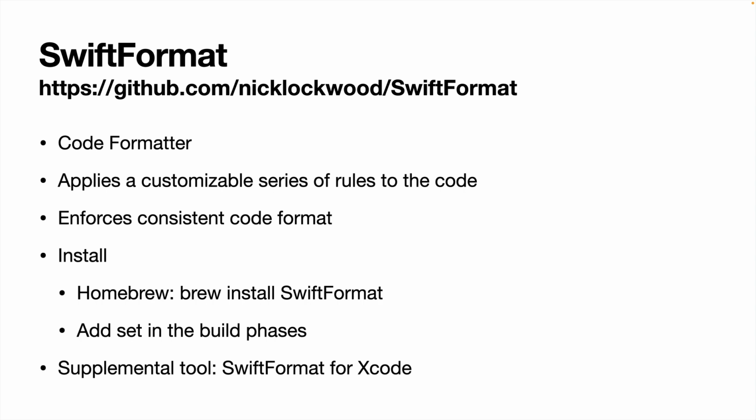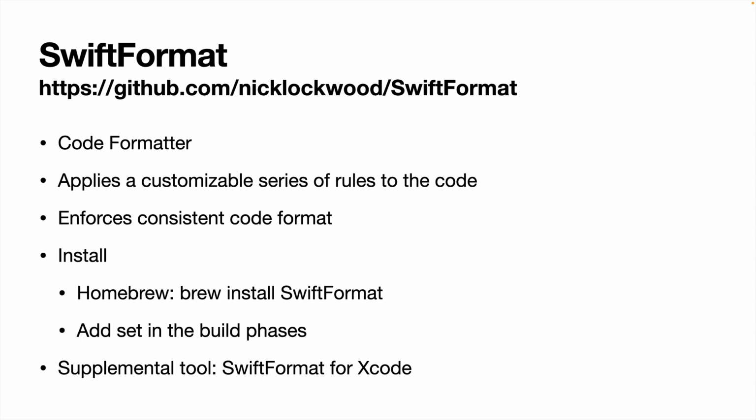And installation is very similar. You can do a Homebrew install of SwiftFormat, and then you set up your rules, and then you can add it to a build phase if you so choose. But there are other ways to run it. In particular, we have a supplemental tool called SwiftFormat for Xcode, which is really an Xcode plugin where you can run SwiftFormat on command.